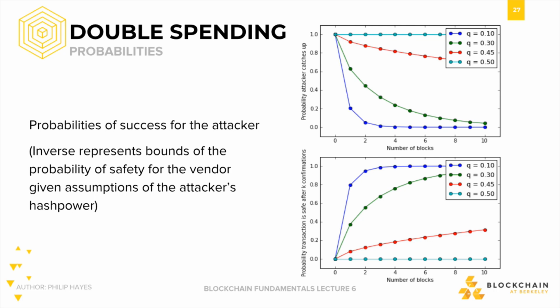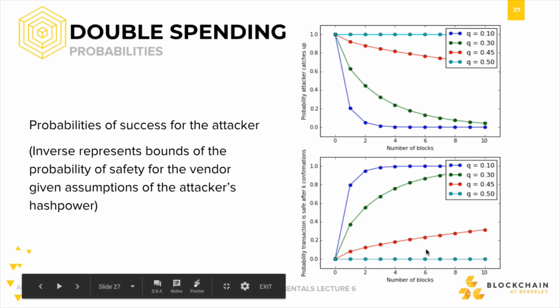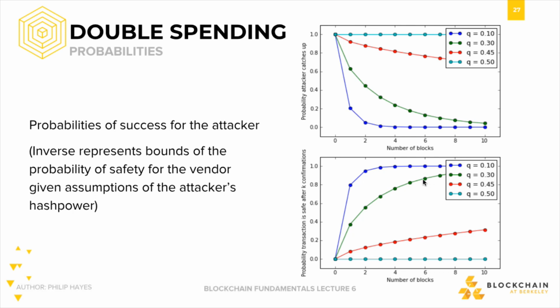So this is just the graph of the probabilities of the success of an attacker to double spend against a previous transaction. If we look at the bottom, this is the probability that the transaction is safe after some number k of confirmations. Each line represents the computational power an attacker has. In the case of an attacker having 10% of the network hash rate, if we wait for 6 confirmations, we can be reasonably sure that our transaction is safe. Same thing around 30%. We're not as confident, but we're around 80%, which is a good amount, and we might be able to wait a little longer to be completely sure.